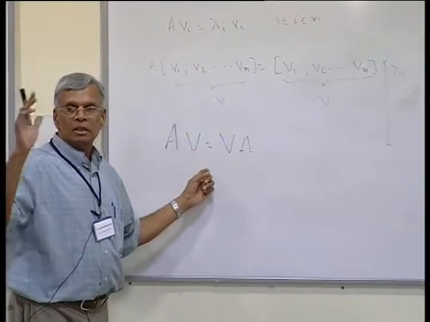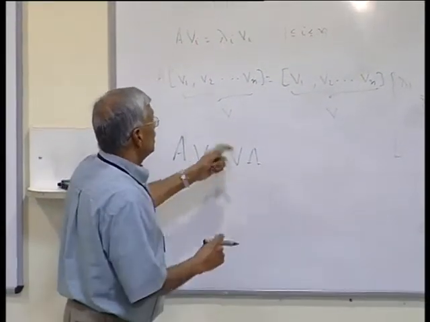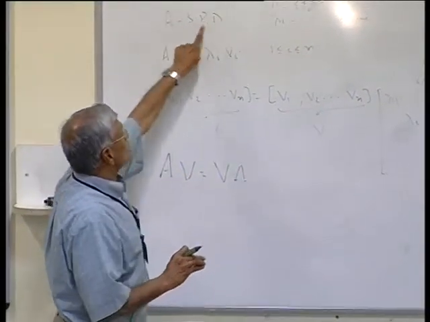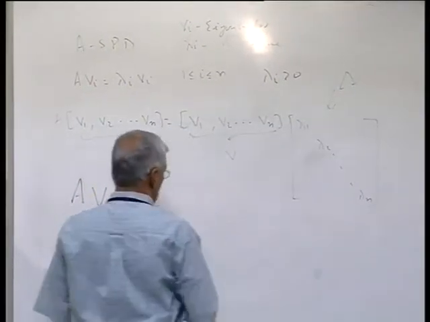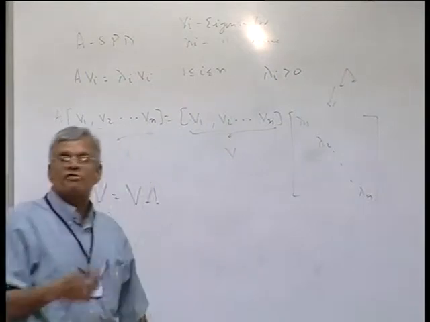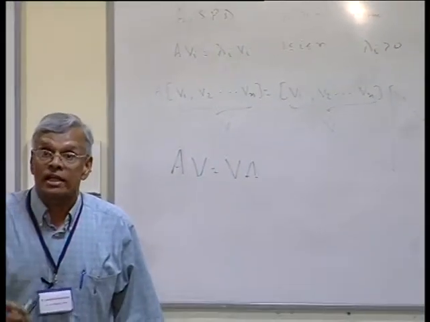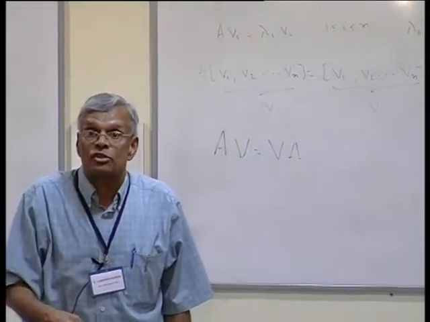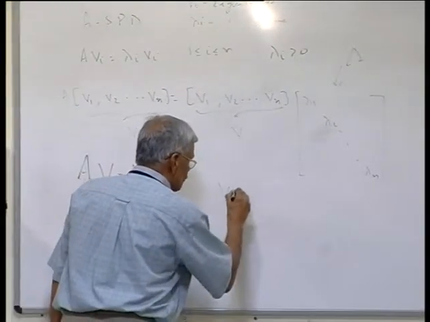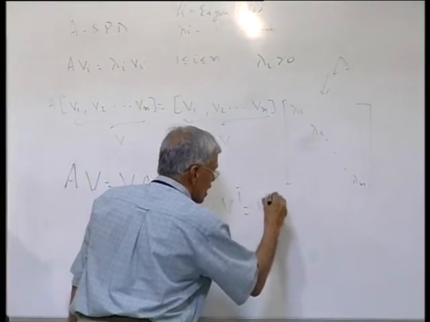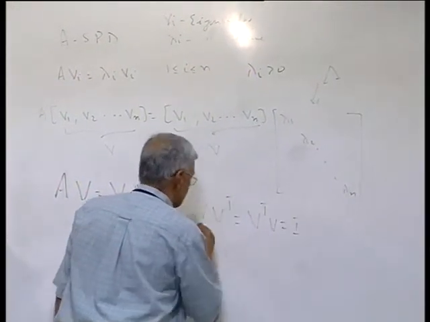How many of you are with me? That's right. So the fact that A is SPD tells you the lambda_i's are positive. And one more, the columns of V are orthogonal. Without loss of generality, I can also assume they are orthonormal. So V transpose V is equal to I.